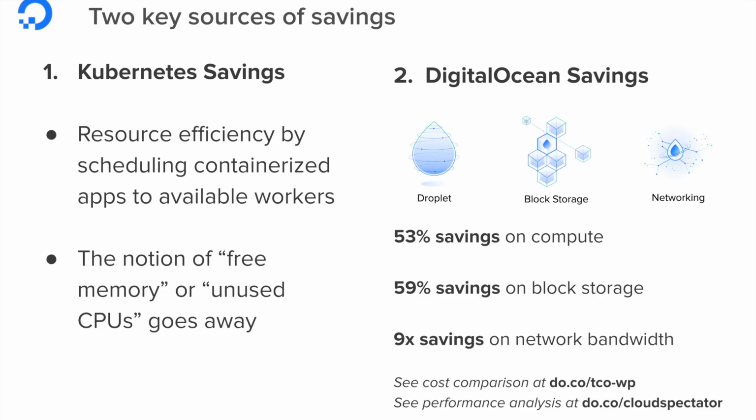Kubernetes really is helpful when it comes to cost saving. The resource efficiency is the big win when it comes to Kubernetes itself, being able to run more on the servers that you are already paying for. And then DigitalOcean, as a cloud provider, provides a ton of cost savings and benefits over the competition. You can see some of the stats here about what typical customers might expect to save.